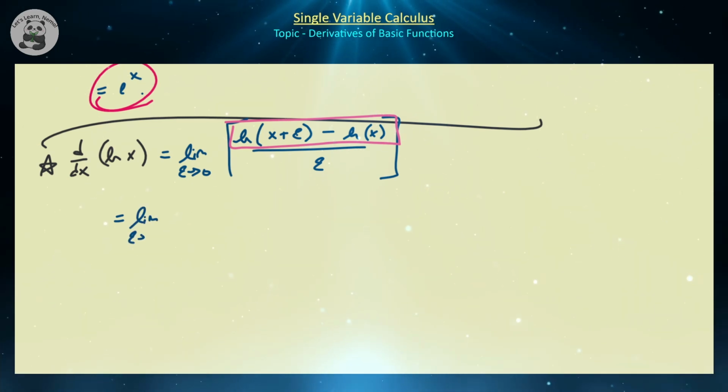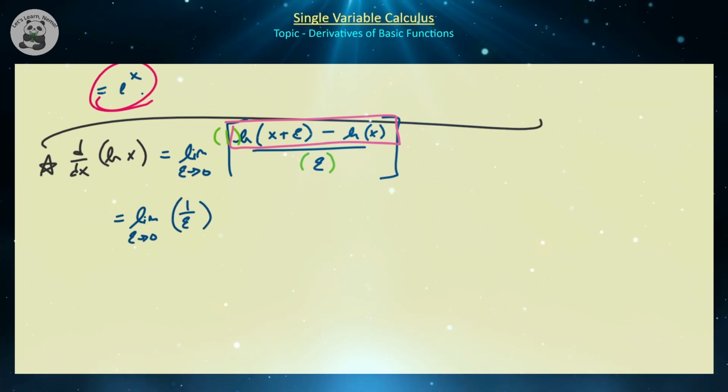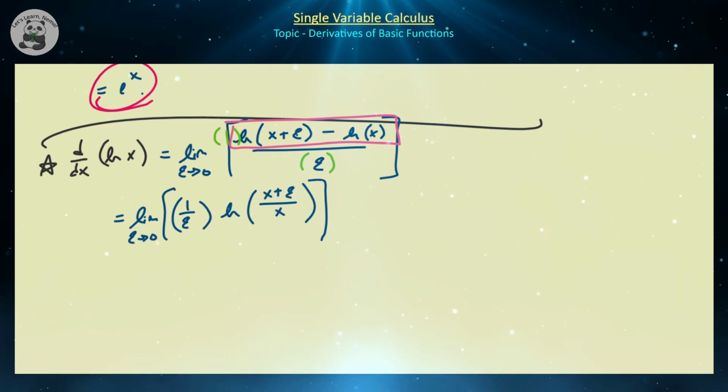So we're going to have the limit as epsilon approaches 0, and I'm going to write this 1 divided by epsilon as just a fraction on its own. So I'm just going to write this as 1 divided by epsilon times the natural log of the first term divided by the second term, right? So that's what we get.